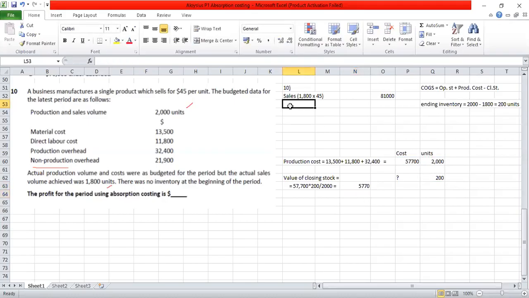5,770. So what has to be done now? Sales value is 81,000. From 81,000, there are two things which have to be treated now: production cost has to be treated and ending inventory has to be treated. So the cost of goods sold has to be calculated. What is cost of goods sold? Production cost minus the closing inventory.